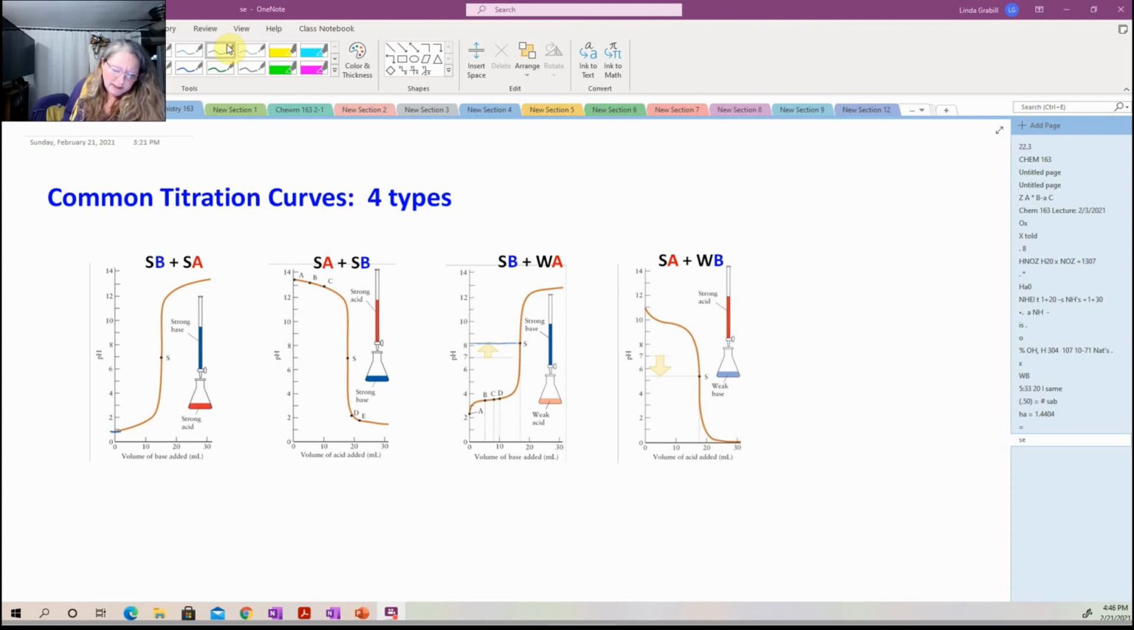So let's recap where we have been, and that was as far as just kind of looking at our titration curves conceptually.